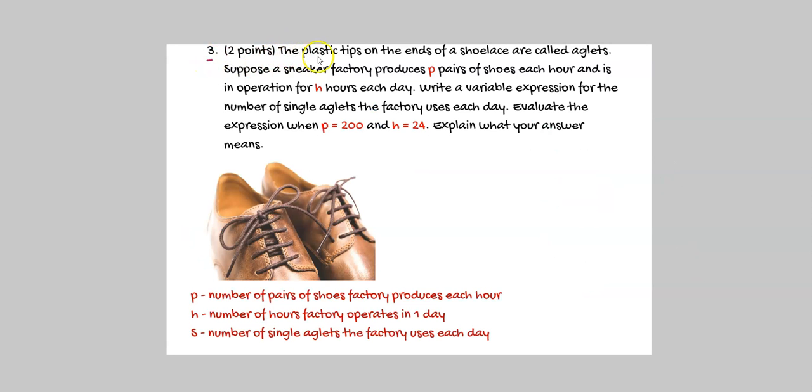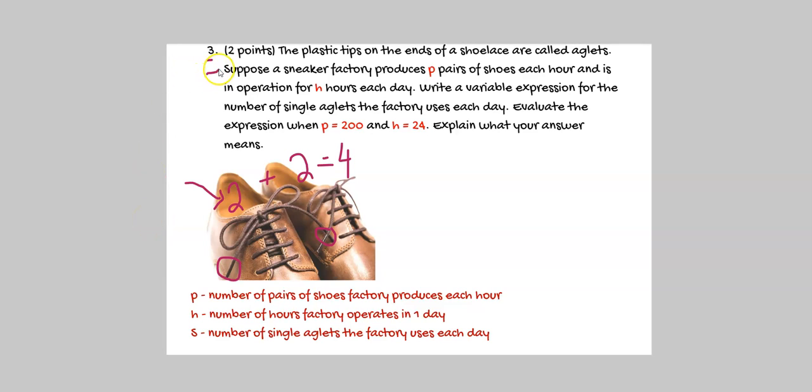Question number 3. The plastic tips on the ends of a shoelace are called aglets. So these plastics on the end of these shoelaces are called aglets. We can see that on one shoelace we have 2 of these aglets, and on the other one also 2. So on one pair of shoes, we have 4 of these plastic ends.